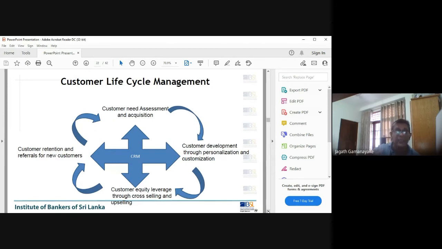And then, customer relationship management. Therefore, we are going to look at customer life cycle management, right? We first get the customer, assess and bring in the customer, and we develop the customer by, as I explained earlier, personalization, customization, creating bonds, and then customer equity leverage through cross selling and upselling. I think you know what upselling and cross selling mean. Cross selling means you're selling yet another product to your customer. Upselling means you give more worth of financial product or something, that is called upselling.